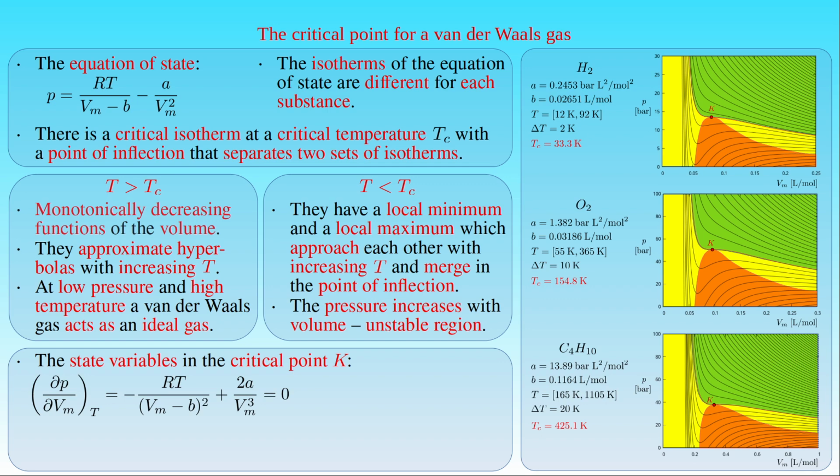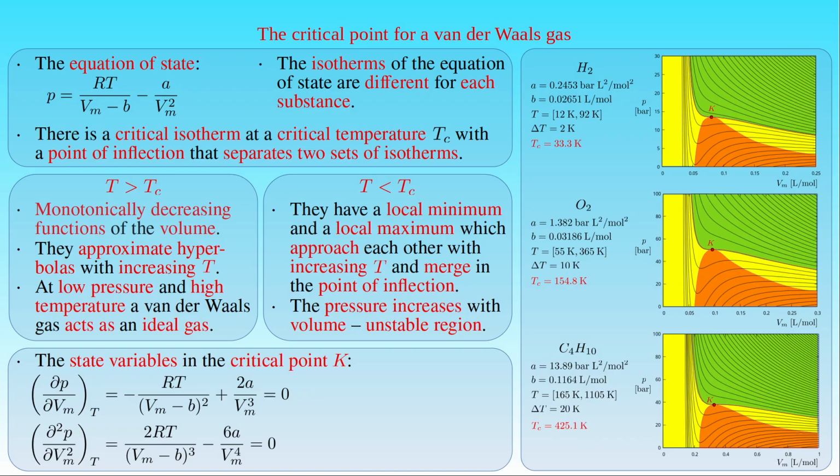Similarly, the second-order derivative of the pressure P with respect to the molar volume Vm at a constant temperature T is given by 2 times R times T over the cube of the difference between Vm and B, minus 6 times A over Vm raised to the power of 4. This expression also vanishes in the critical point K.